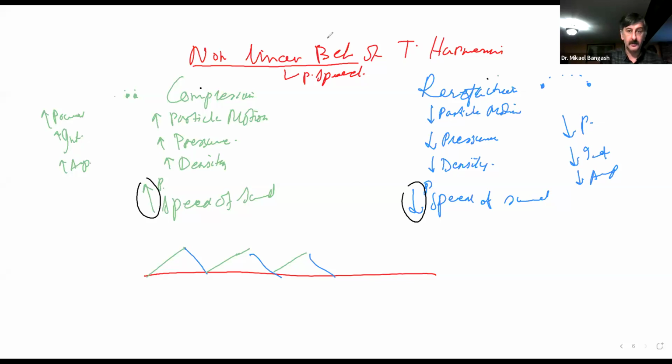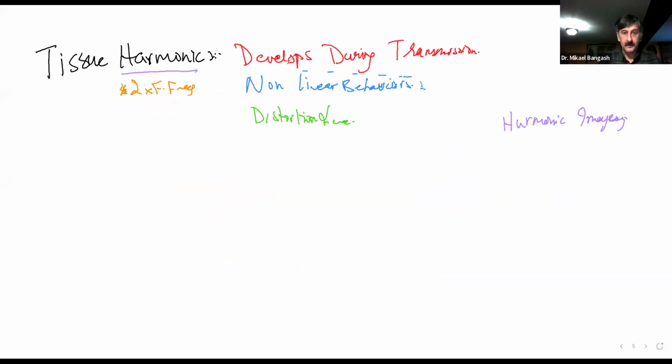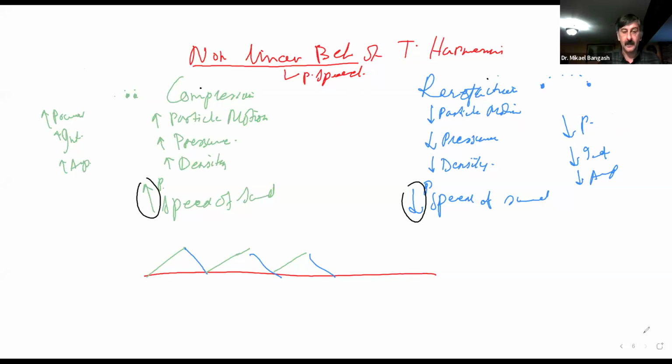As we said earlier, this develops during transmission. What we mean by that is that the difference between what happens during compression and what happens during rarefaction, using harmonics, is going to become greater and greater and greater.